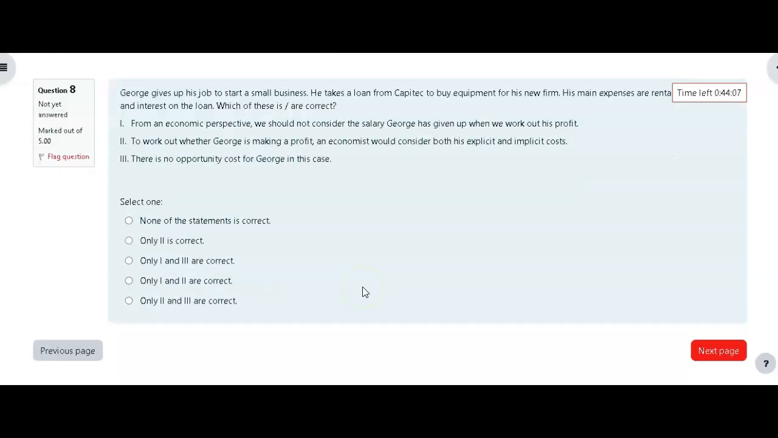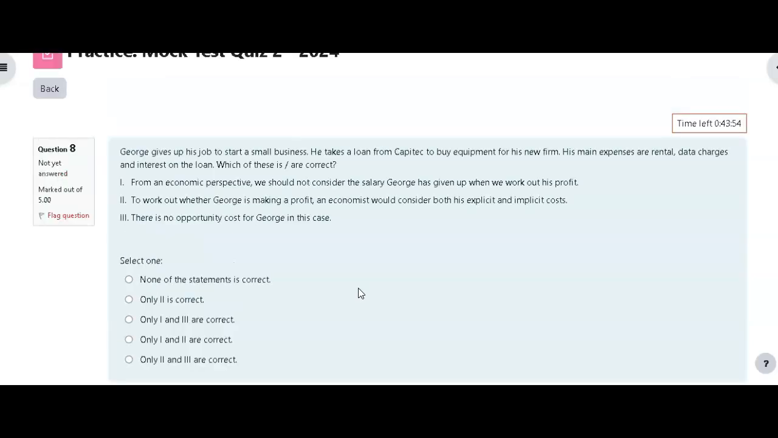Now the next one: George gives up his job to start a small business. He takes a loan to buy equipment. His expenses are rental, data charges, and interest alone. Which of these are correct? So if you look at it, right?